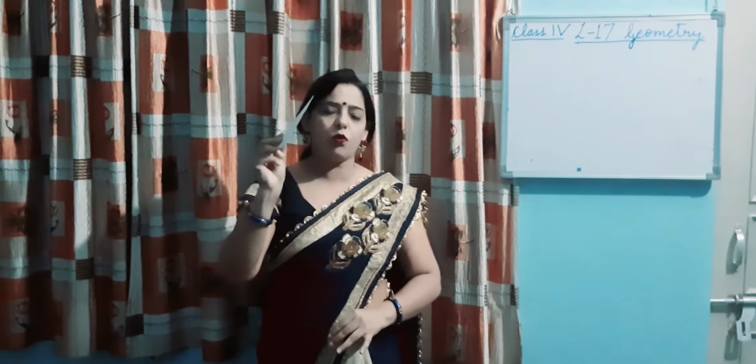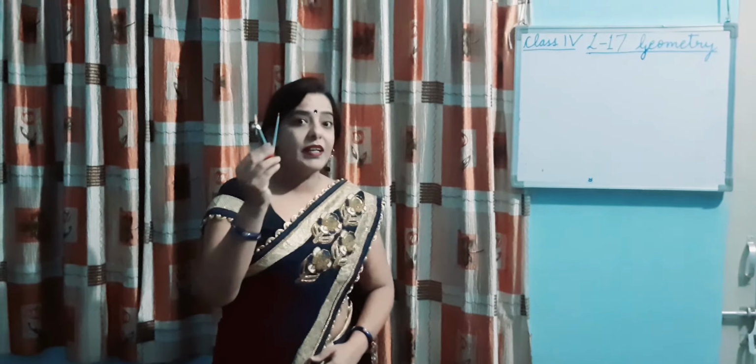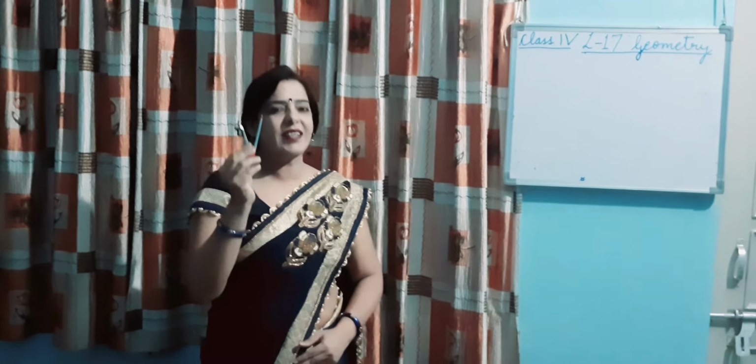Now the question arises: how to draw a circle? Let me tell you, there are 2 ways of drawing a circle. Either you trace it, like I have traced this circle and cut it out. This is the cutout of a circle which I have traced using a circular object. Or you can use an instrument called a compass to draw the circle.